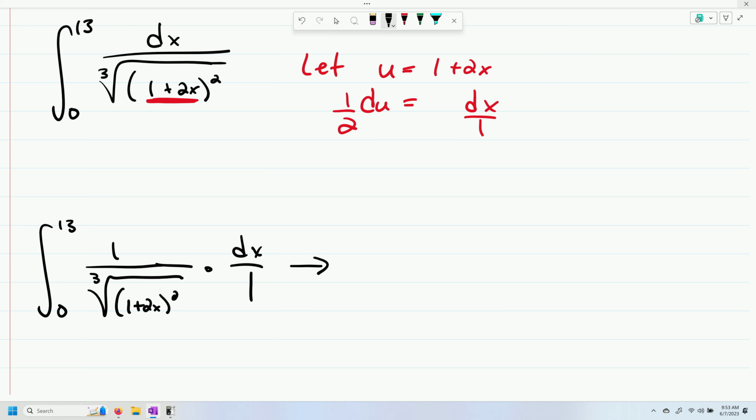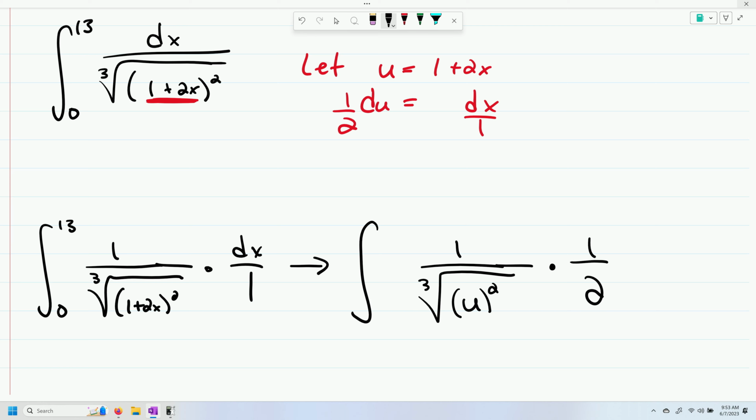Now that I know I can use substitution, I'm going to write an integral sign, and I'm going to make my substitutions. So 1 over the cube root of, remember, wherever you see 1 plus 2x, it is now going to be u raised to the second power. That dx turns into 1/2 du. And just to clean this up just a little bit further, I'm going to take this 1/2 and I'm just going to put it out front.